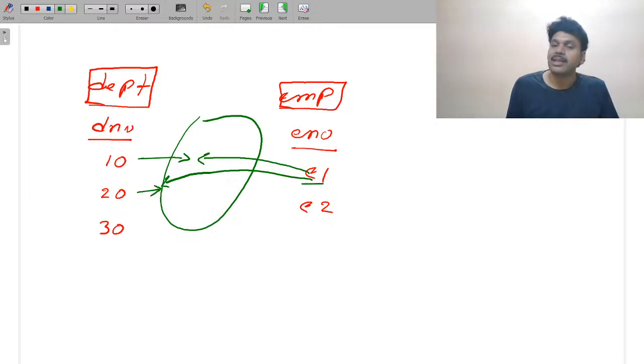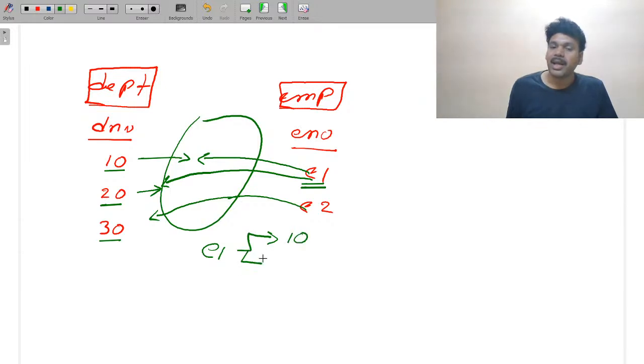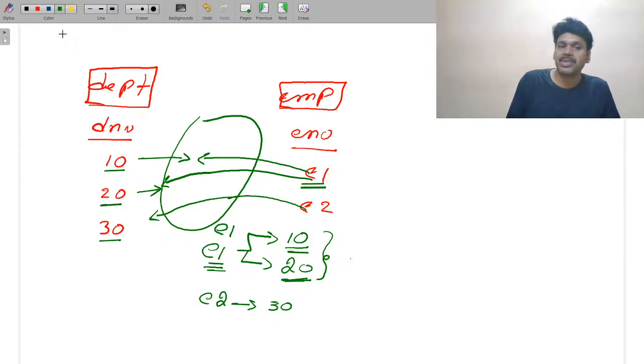So this E1 can manage multiple times, and E2 is also managing the 30 department. Therefore, E1 is managing the 10 department and E2 is managing the 20 department. E1 is managing 20 also and E2 is managing the 30 department. Here you can understand that we are getting the E1 with 10 combination, and E1 with 20 combination. Hence, what is the theoretical representation here?